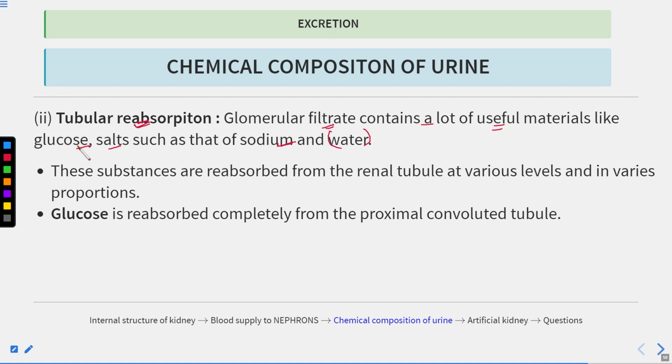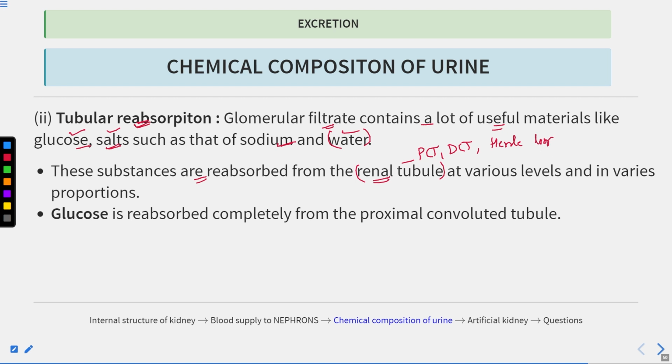Otherwise, if there is no reabsorption, then you will lose this glucose and salts which are essential for the body, and we will also lose the water. Now, these substances are reabsorbed from the renal tubule. So, what was the renal tubule? It was the proximal convoluted tubule, distal convoluted tubule, as well as the Henle's loop.